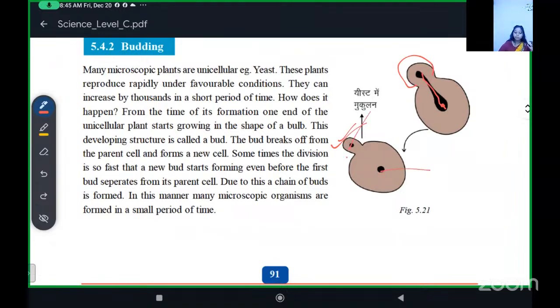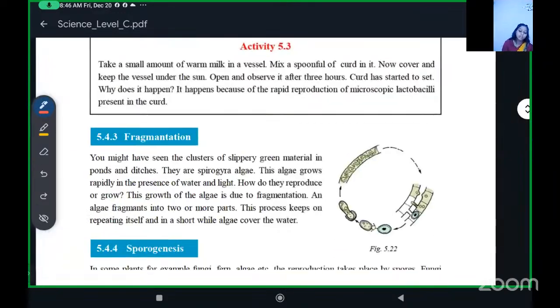This top part is then separated, and it becomes a new organism, which then again grows. So a chain of buds is formed, and they are formed in a small period of time. This division of cell takes place again in the bud separately, so another organism is formed. Now this is also asexual reproduction.